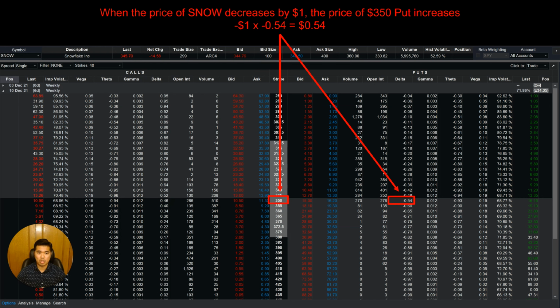Similarly for the put. Let's say you think that the market will go down and you purchase a put option for SNO. Then the delta for the $350 strike price put is negative 0.54. That means for every $1 move to the downside of this ticker SNO, the $350 put will gain 54 cents.